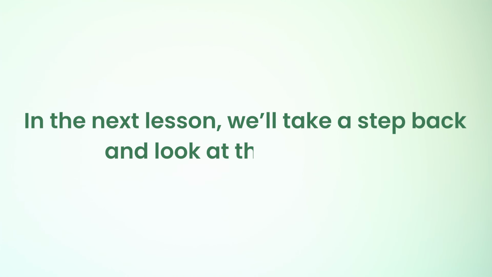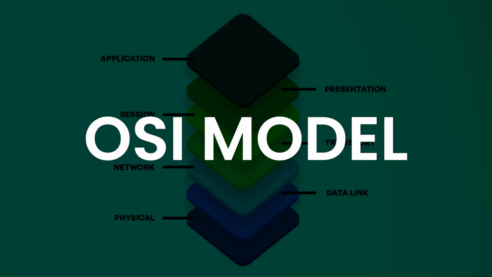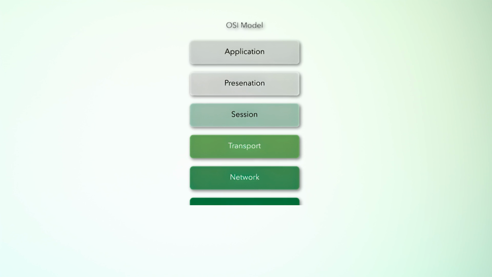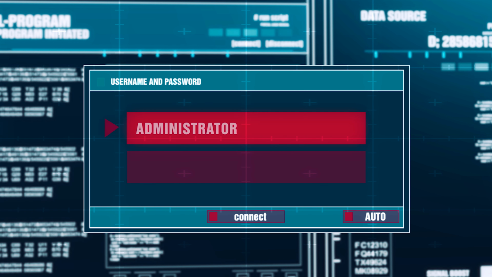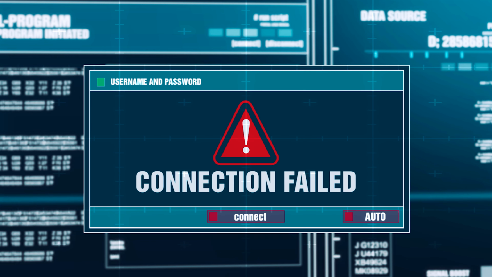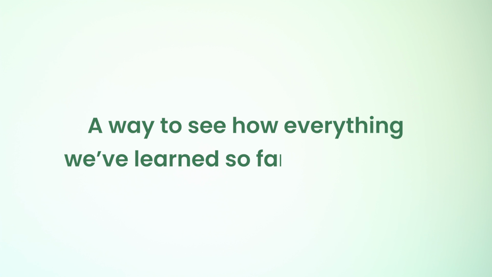In the next lesson, we'll take a step back and look at the big picture. We'll learn about the OSI model, a simple framework that organizes how networking works into clear layers. The OSI model helps us understand where each protocol fits, what happens at each stage, and how engineers debug network problems when something goes wrong. Think of it as a map of the Internet's layers, a way to see how everything we've learned so far fits together.